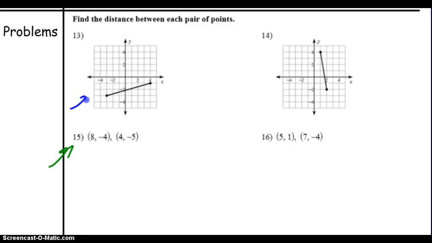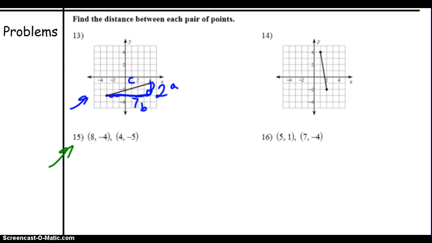Alright, let's take a look and find the distance between these 2 points. Since I have a grid, I might as well use Pythagorean Theorem. Alright, there's my right triangle. It looks like it is 1, 2, 3, 4, 5, 6, 7 by 1, 2. Okay, and this is my C, here's my A, here's my B.